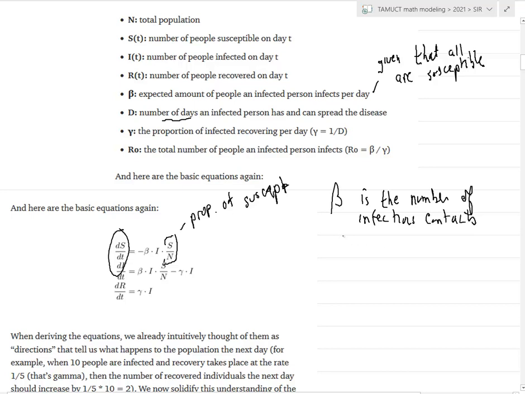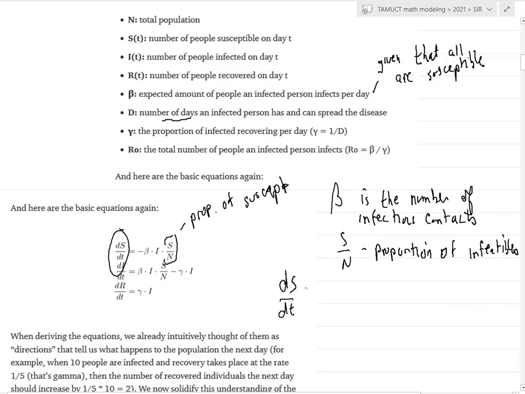And S over N is the proportion of people who are contacted by an infectious contact that can get infected. So this is the proportion of infectables in the population. Okay, so as I said, slightly different notation, but the idea is the same. All right, going back to this derivative, dS/dt.